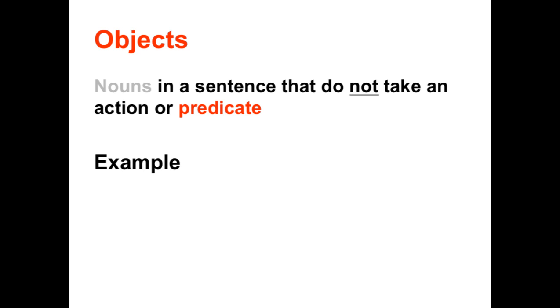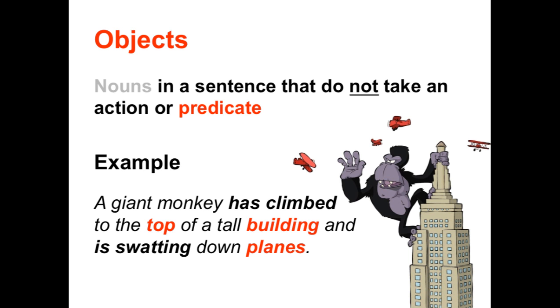Here's an example of a sentence with some objects. A giant monkey has climbed to the top of a tall building and is swatting down planes. To identify objects, we first find verbs or predicates in the sentence. In this sentence, we have two verb phrases, has climbed and is swatting. To find the noun that takes these predicates, we ask ourselves, who has climbed or who is swatting? And in this case, it's a giant monkey. So a giant monkey is the subject.